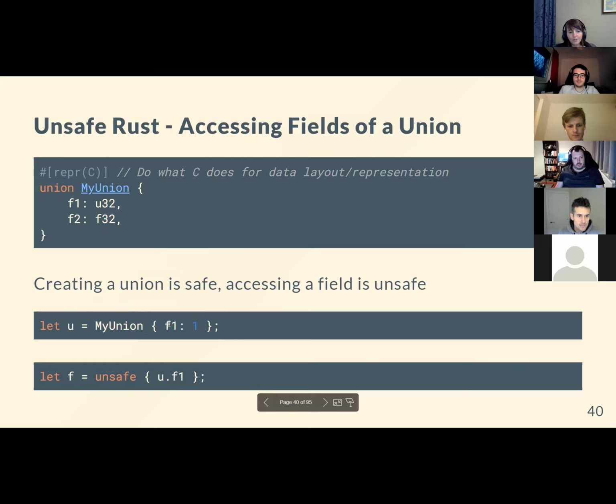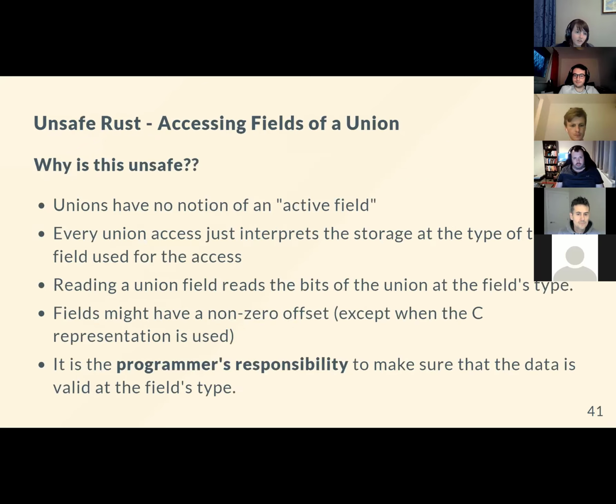If we put a 1 into there, we could still access it using f2, and it would essentially be doing a reinterpret cast, which is why if ever you do want to access one of the fields, you have to put it in an unsafe block, because you have to say, look, I know that I put an unsigned integer into this, so I want to use field 1. And then that way this will work, and your resulting f will be an unsigned 32-bit integer.